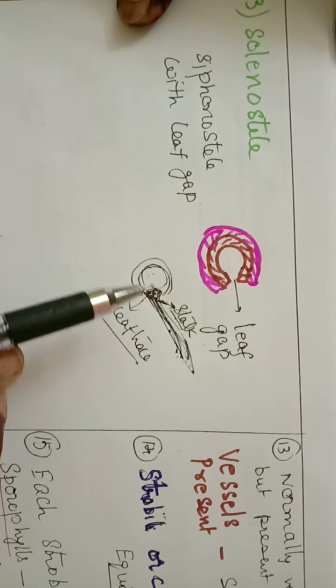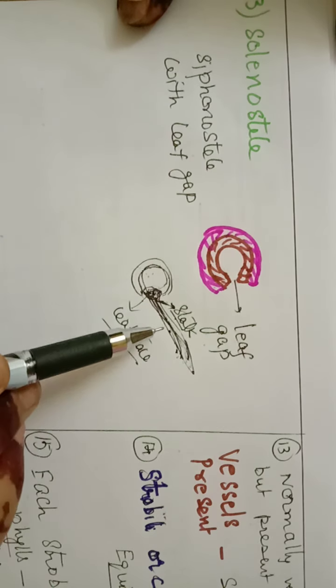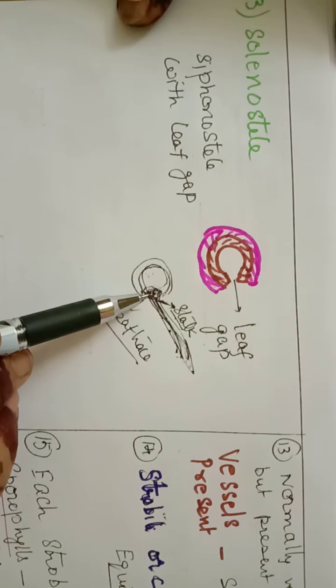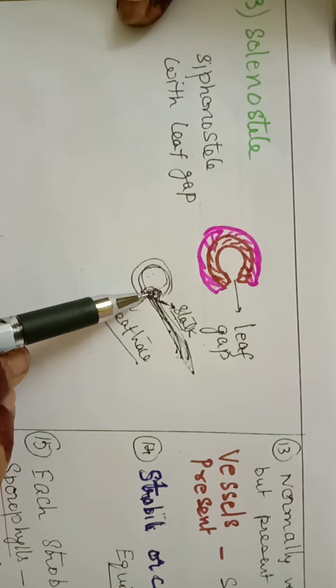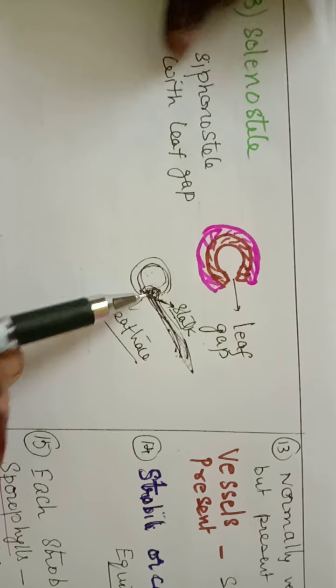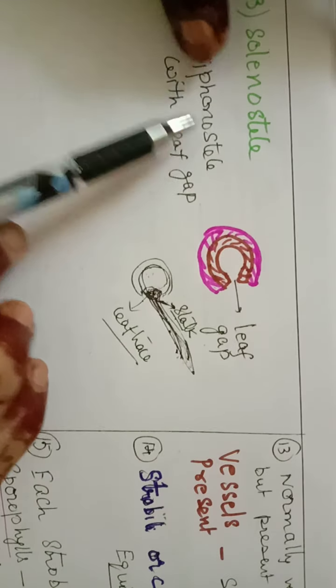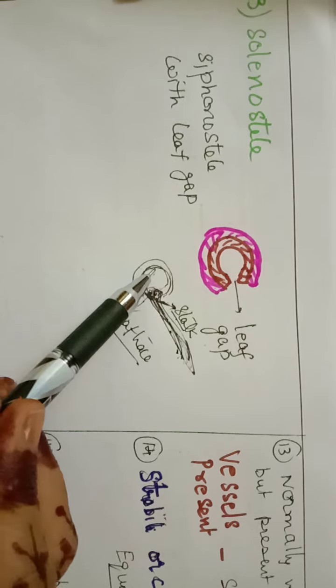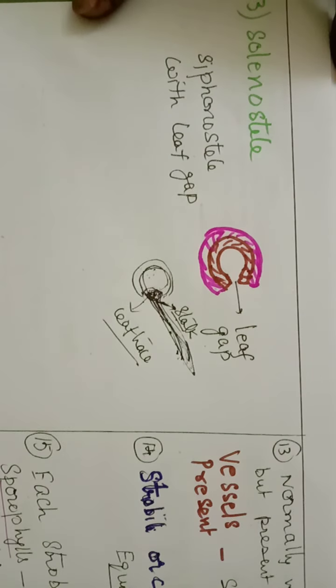So this parenchyma tissue separates the two regions. What are the two regions? Vascular bundles of stem and vascular bundles of leaf. This is called a leaf gap. So in siphonosteel, in solenosteel, we find a leaf gap. So it is called siphonosteel with leaf gap. When a siphonosteel has leaf gap, then we call it a solenosteel.